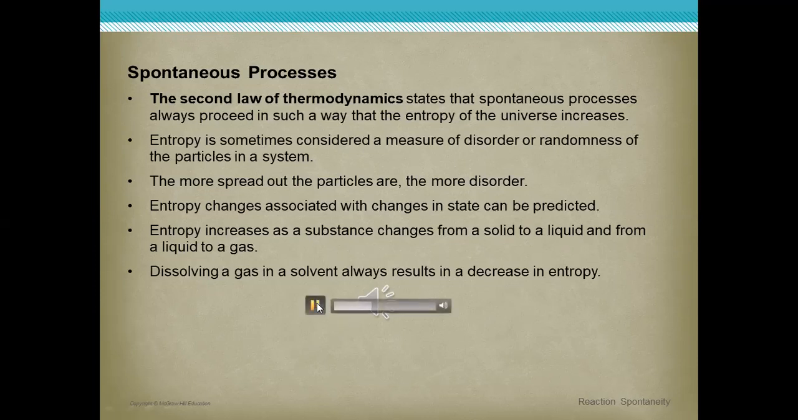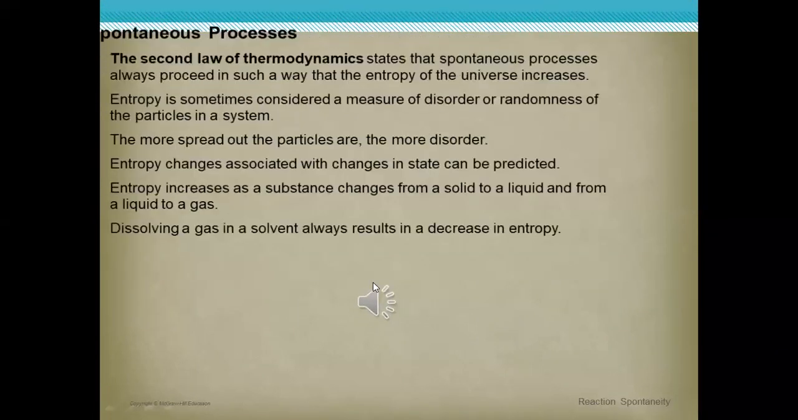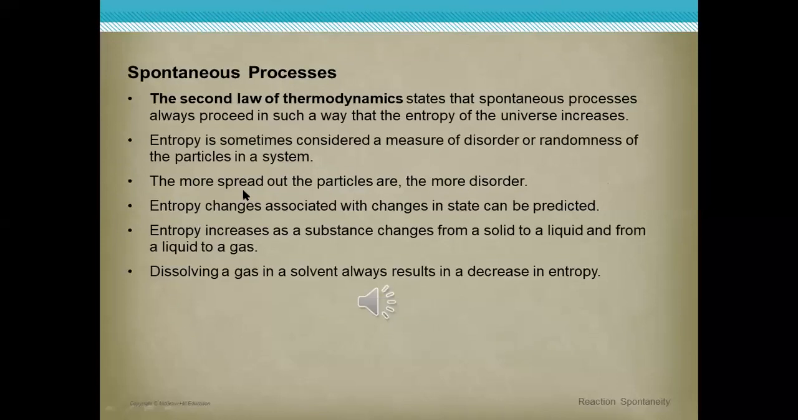Entropy is sometimes considered a measure of disorder or randomness of the particles in a system. Entropy means what? Entropy is sometimes considered a measure of disorder, of randomness of the particles in the system.